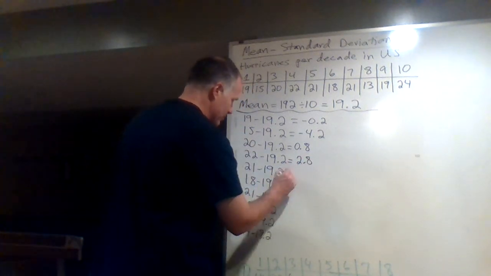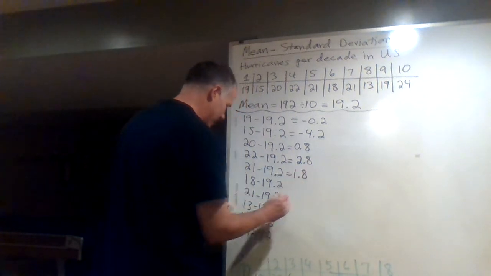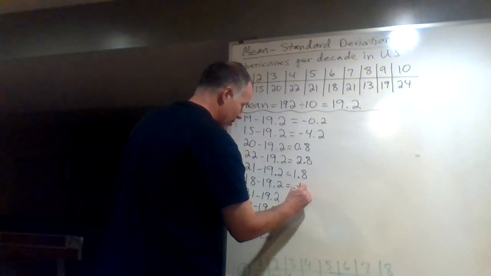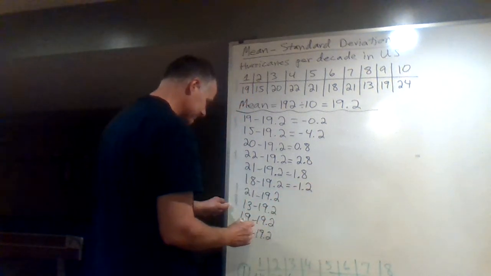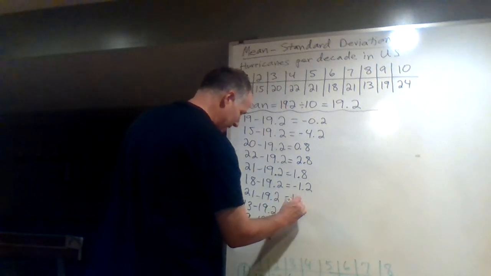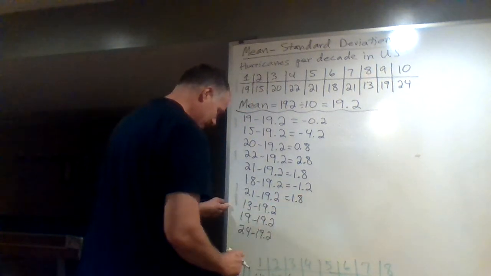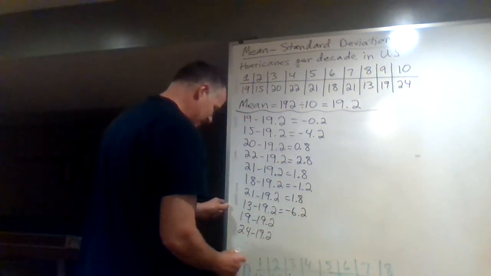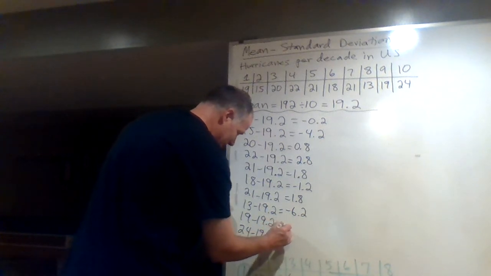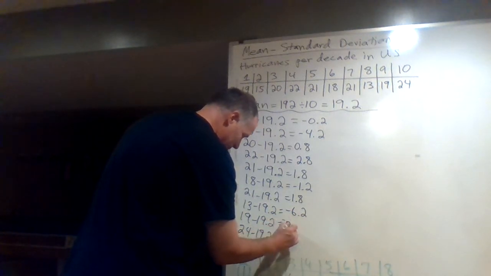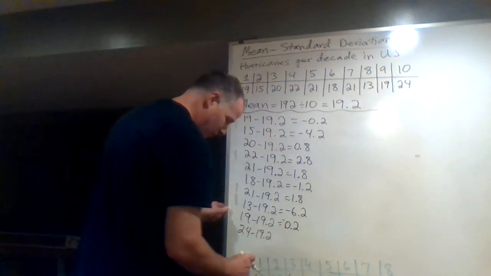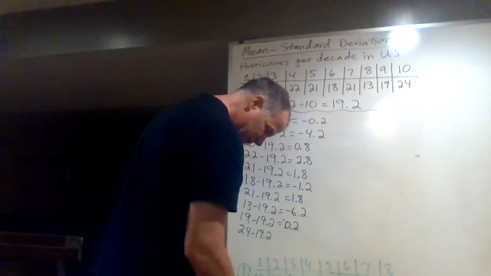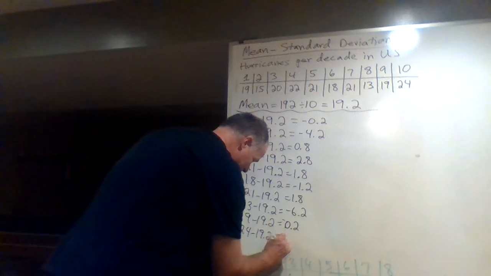21 minus 19.2, I can do that in my head because that's one less, 1.8. 18 minus that, negative 1.2. 21 we already did, 1.8. 13 minus 19.2, negative 6.2. 19 minus that, we already did, negative 0.2, and 24 minus 19.2, 4.8.